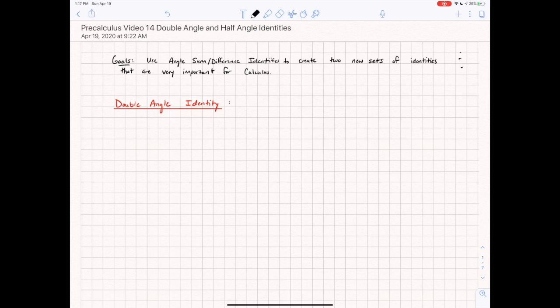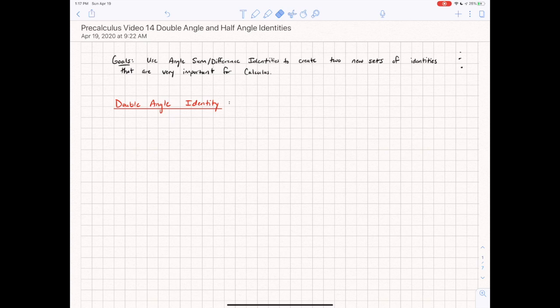The goal here again is to use angle sum and difference identities, the identities that were talked about in the previous video, to actually create these new sets of identities. So all of this is going to stem from what we know already. The first ones we're going to start out with are the double angle identities, and we're going to work first with sine.